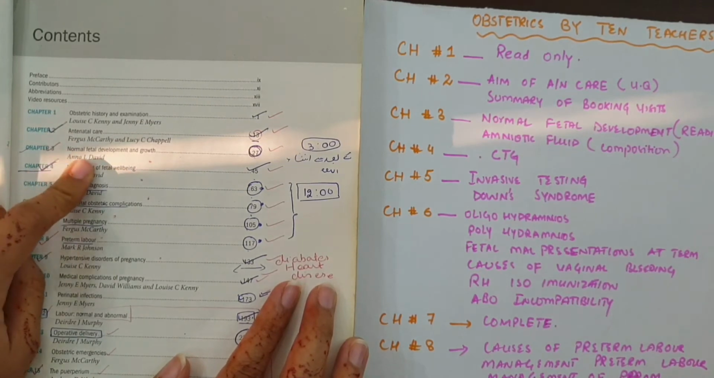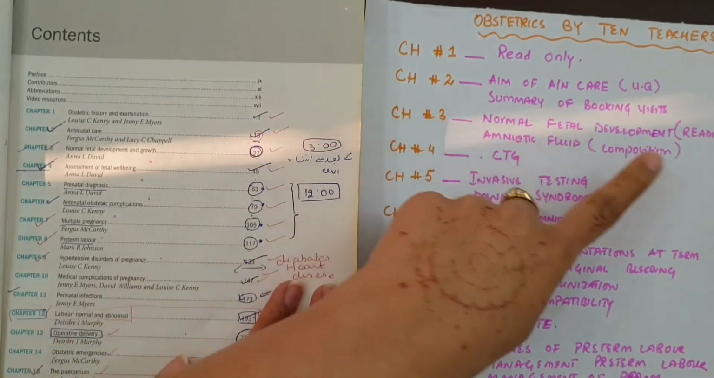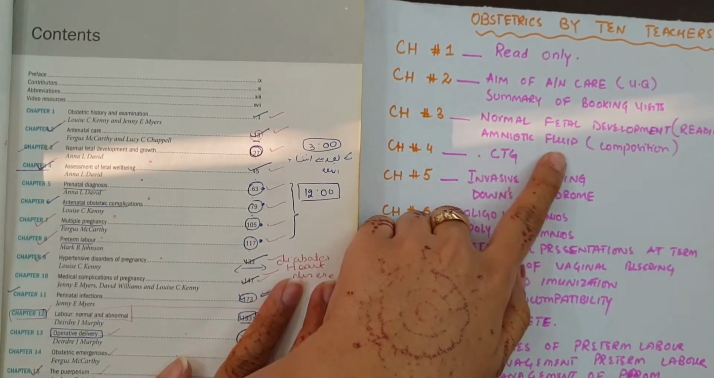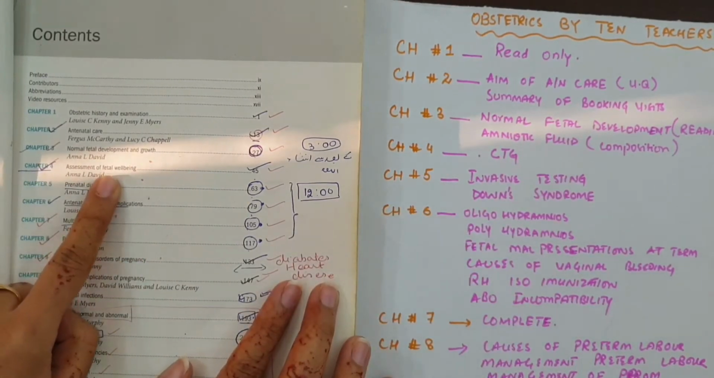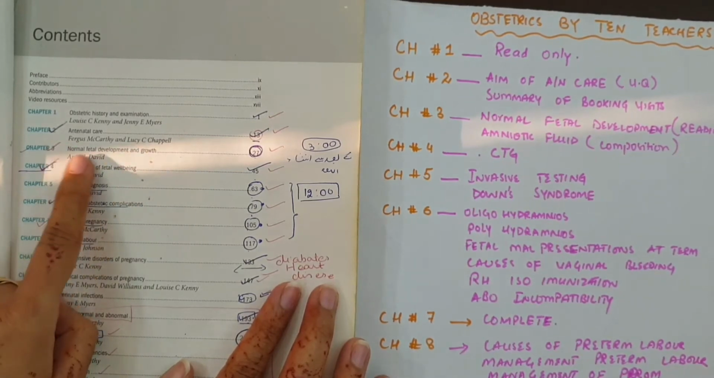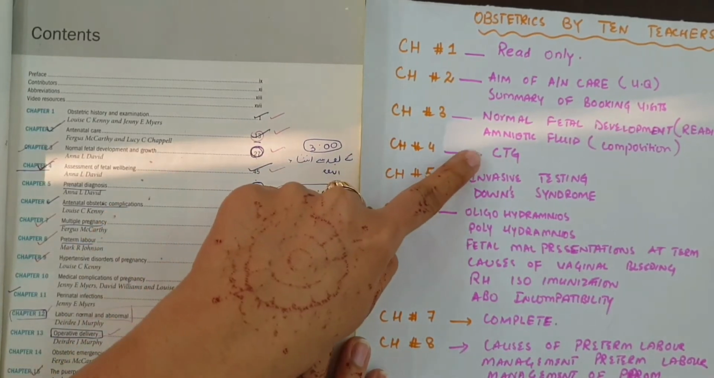Then third chapter, normal fetal development and growth. Normal fetal development you will give reading for MCQs, and in this chapter amniotic fluid composition is important, UQ. Then we will come to chapter 4. Chapter 4 is assessment of fetal well-being. In this chapter, you will give a reading of the whole complete chapter, and CTG is important.